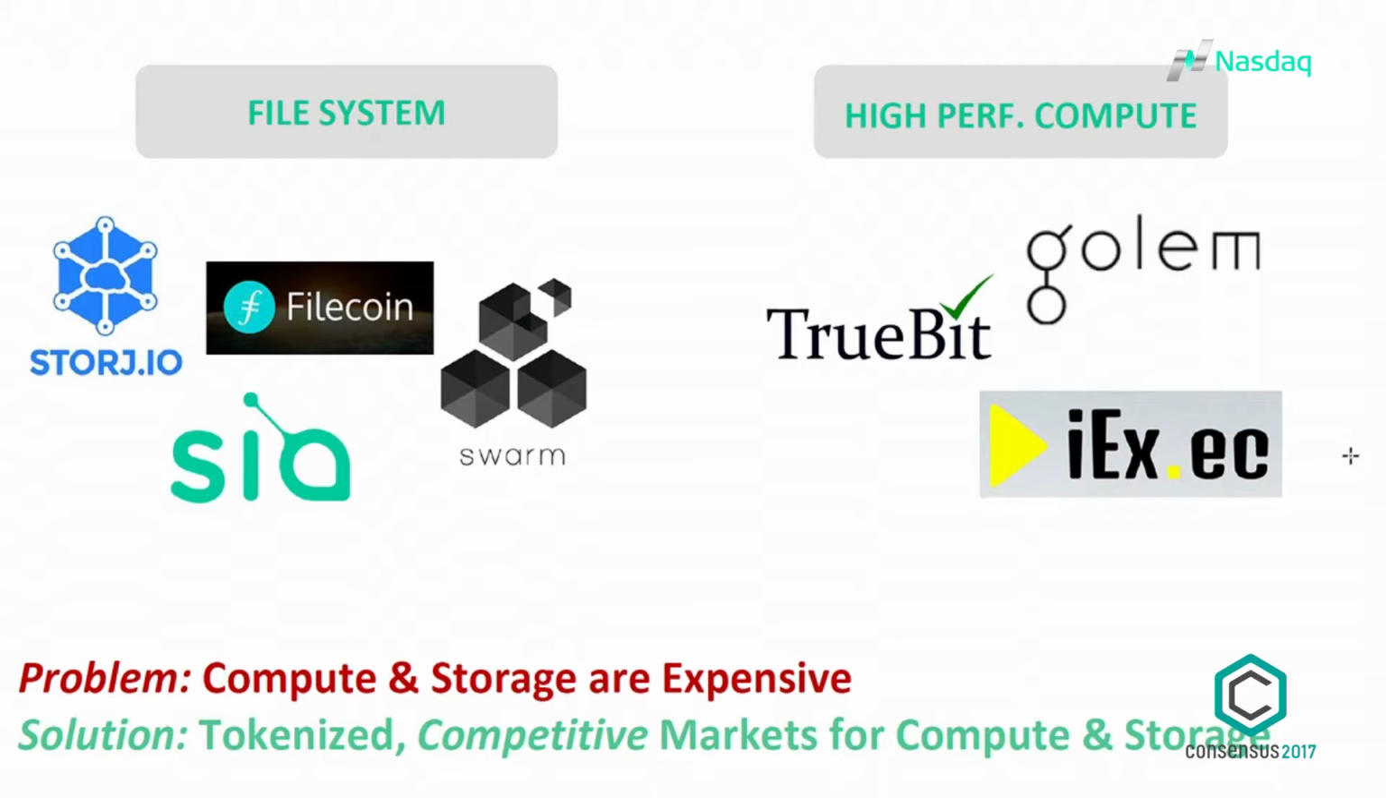Keep going, on this problem of compute and storage being expensive, we're seeing this emergence now of tokenizing file systems for massive data storage, as well as high-performance compute, right? And there's quite a few in each. And I apologize if I missed some, but these are some in the world of file systems. We've got Storj, Filecoin, Swarm, Sia. On high-performance compute, we've got TrueBit, Golem, iExec, and more. So this is really very exciting, and it really promises to pull down the cost of storage and compute more.